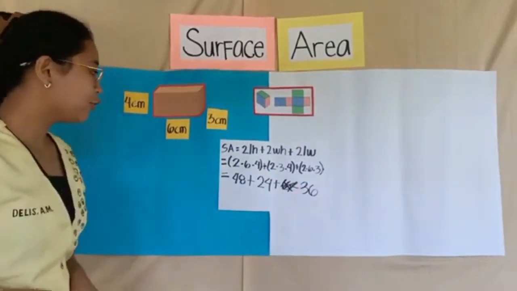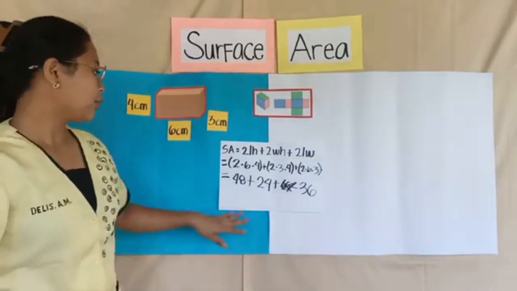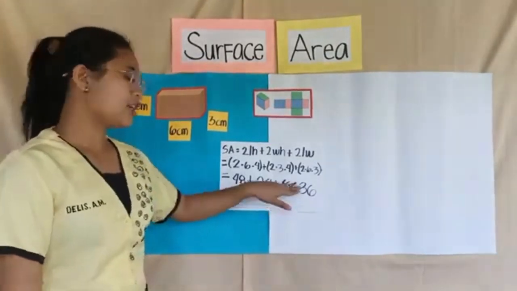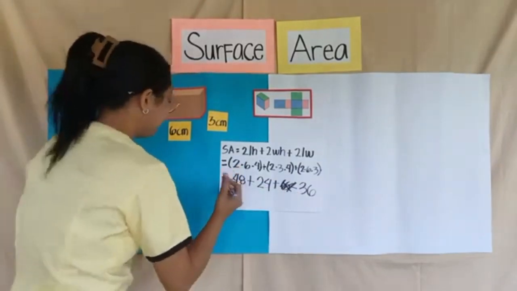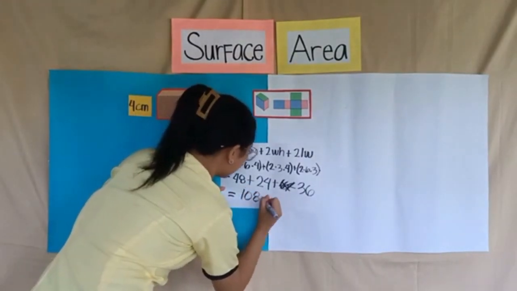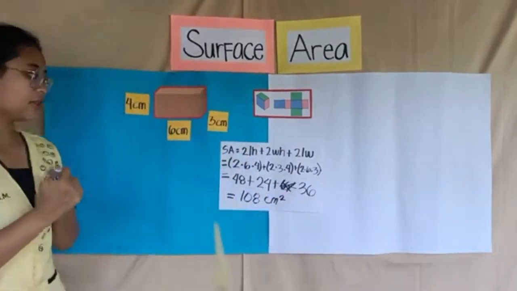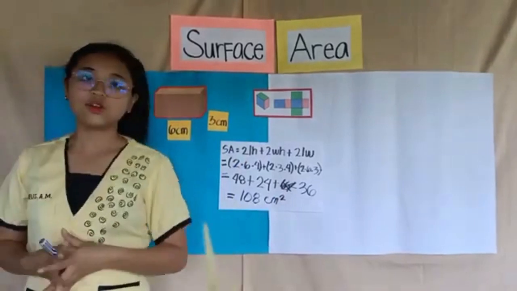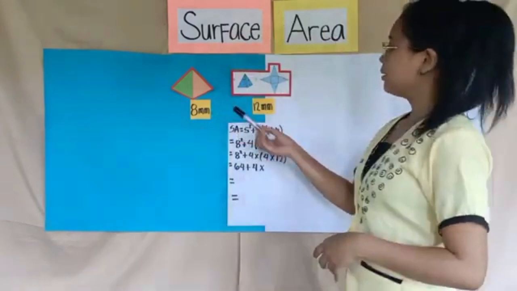Now, if we add this, what would be the answer? 48 plus 24 plus 36 is equal to 108 centimeter squared. So this is the surface area of a rectangular prism. So now let's find the surface area of a square pyramid.